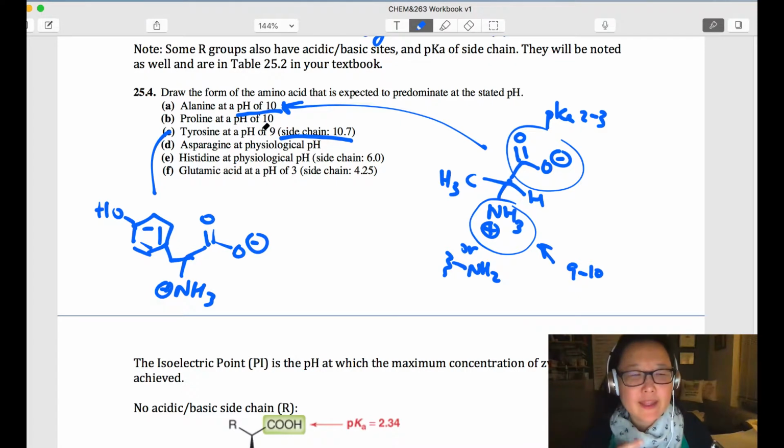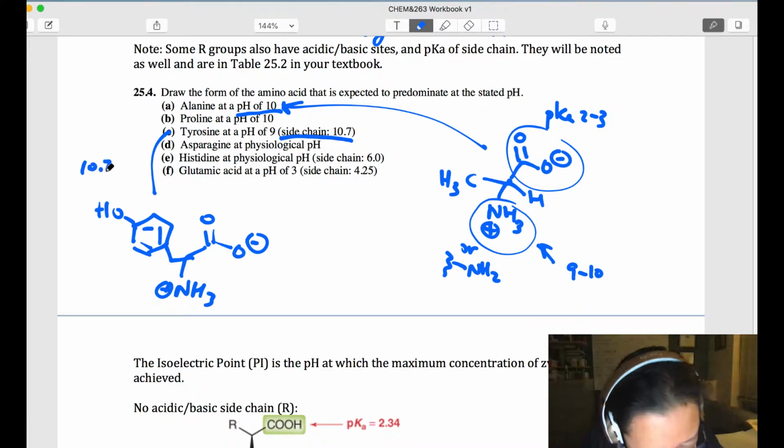I like to think of it the other way around. I look at the pKa and then I look at the pH and I say, oh, the pH means that we're in a more acidic solution. A more acidic solution means it's protonated. So at pH 9, we're likely to have this hydrogen, but at pH 12, we're not likely to have that hydrogen.